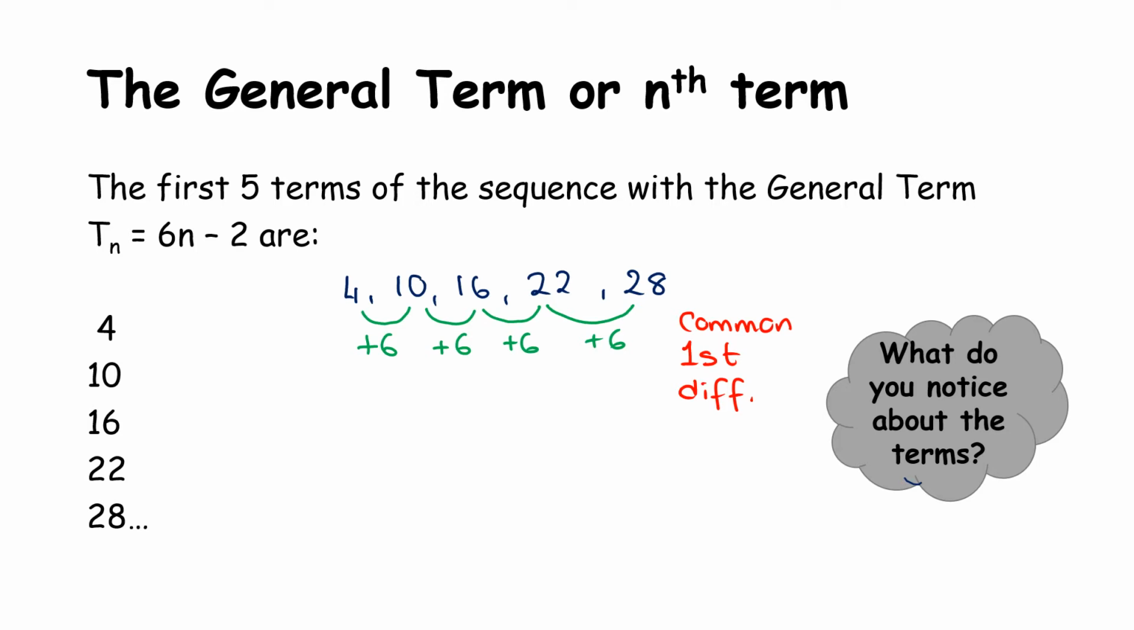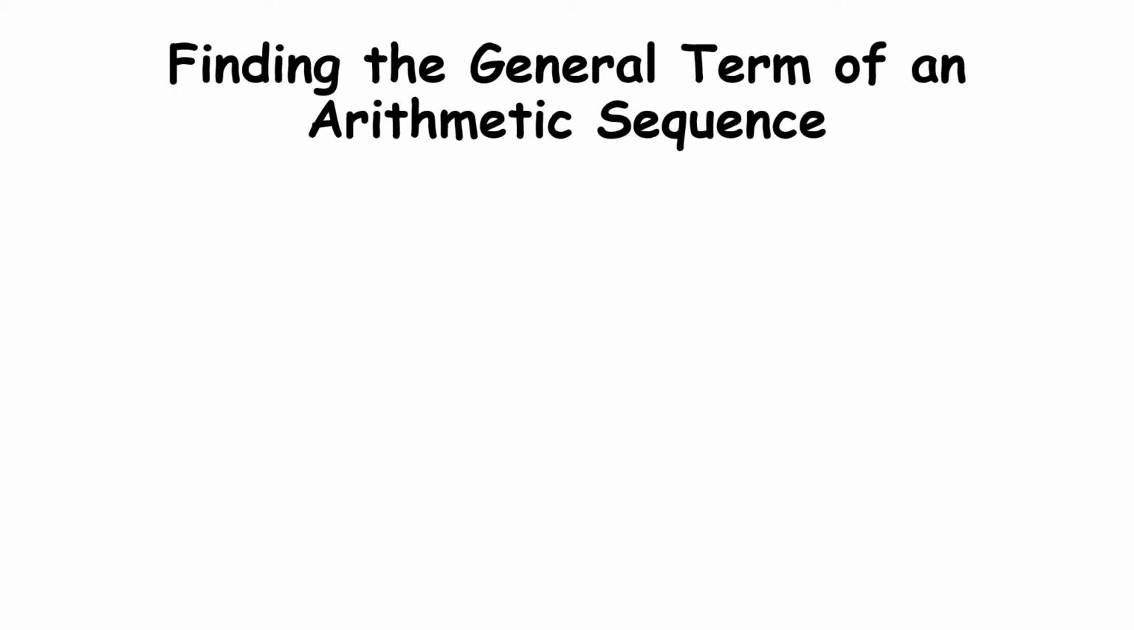Now, take a look at that common first difference, and let's go back to the formula that they gave us, the general term. Notice, and it's not a coincidence, that this common first difference, which is 6, appears as the coefficient of n. And then the minus 2 is the correction that it would need.